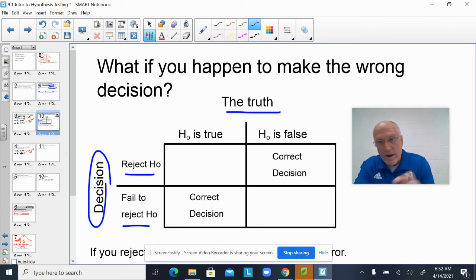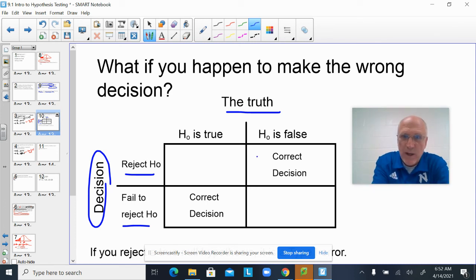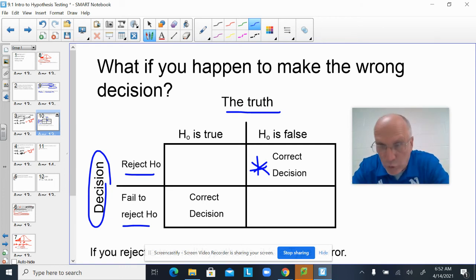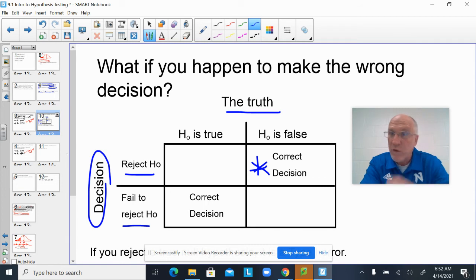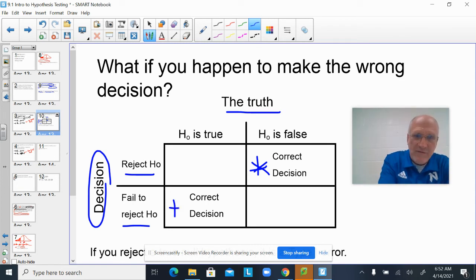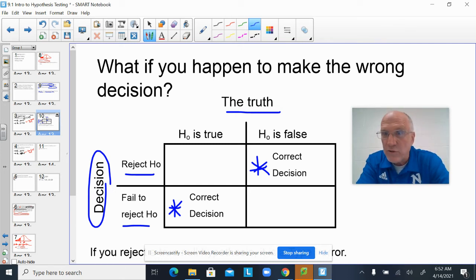Well, of those four options, two of them I've made the right decision. I've already labeled those two boxes here. It says correct decision. So in this box, if it turns out that I'm not an 80%, that I'm worse than 80%, and my test leads us to reject H0, we made the right decision. Good for us. And then down here, lower left, if it turns out that I really am an 80% free throw shooter, and the test we do fails to reject it, again, we made the right decision.